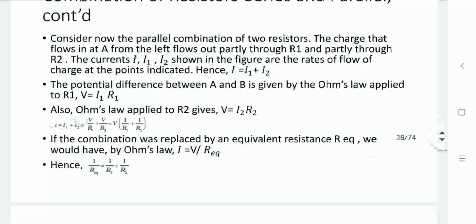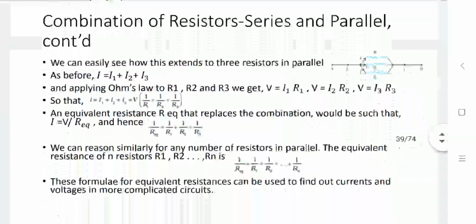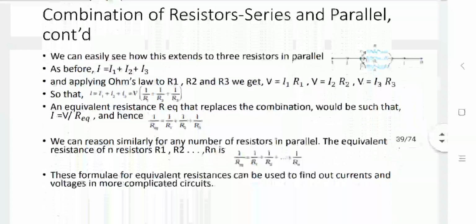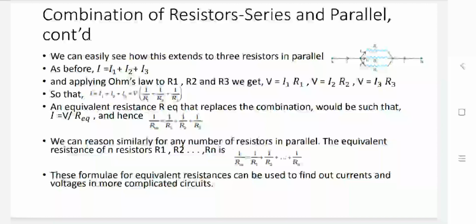Same way, if we apply the condition for 3 resistors connected in parallel, the same process we need to follow. I equals I1 plus I2 plus I3. V equals the potential difference across R1. V equals I1 R1. Potential difference across R2 is I2 R2. And potential difference across R3 is I3 R3.